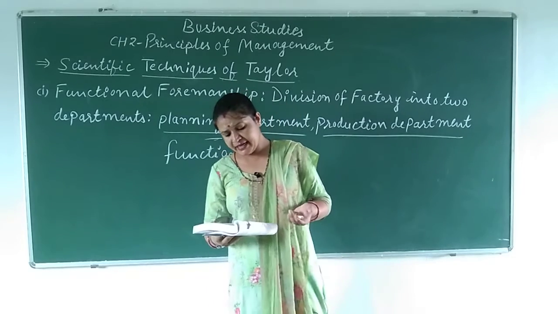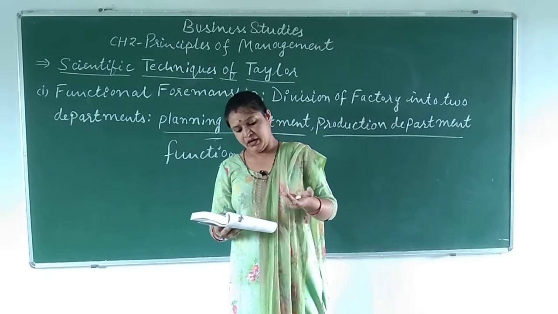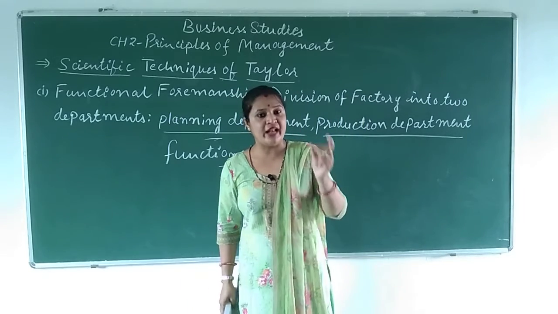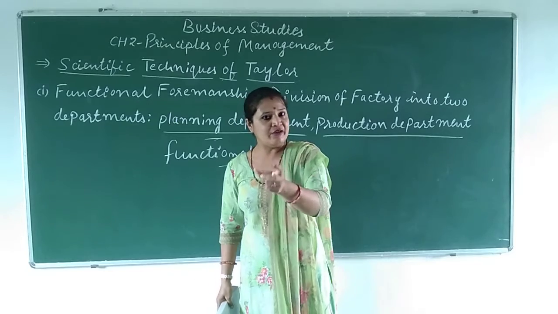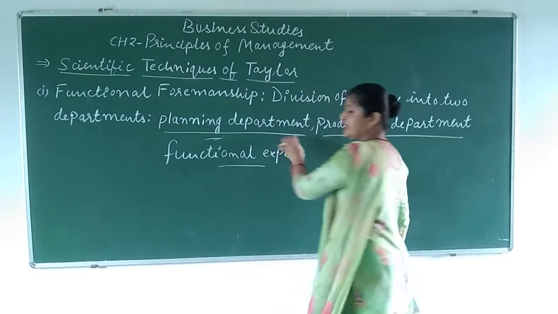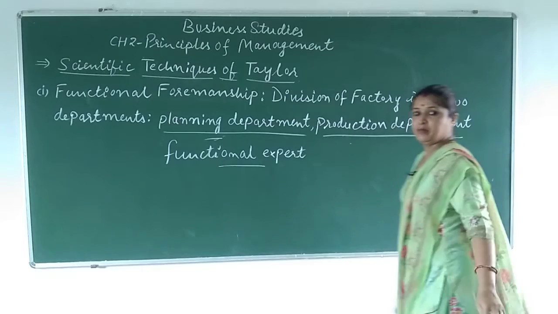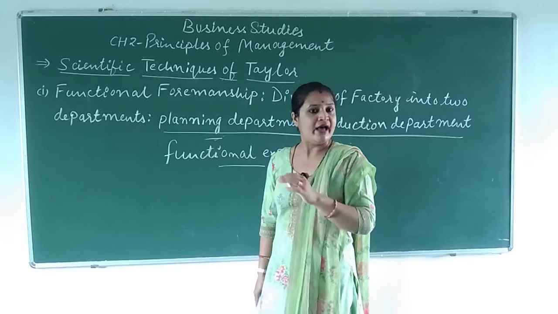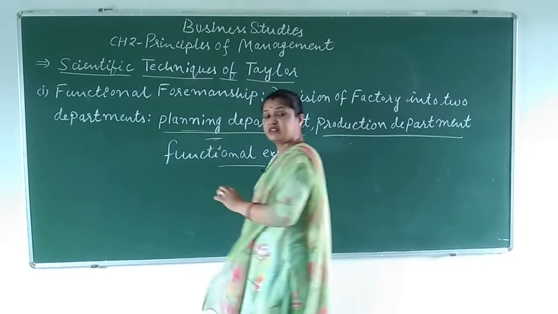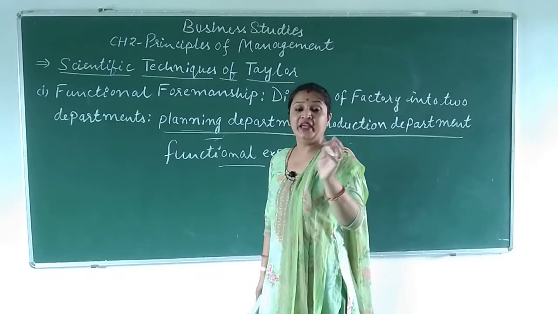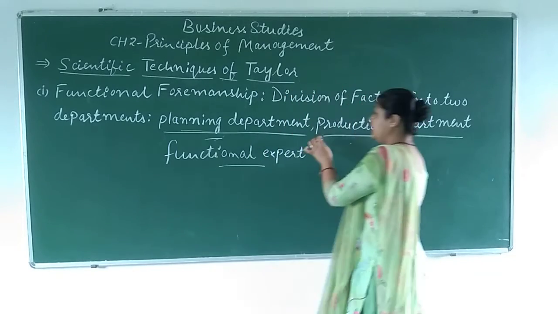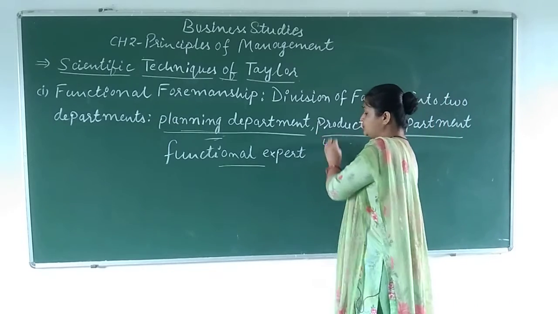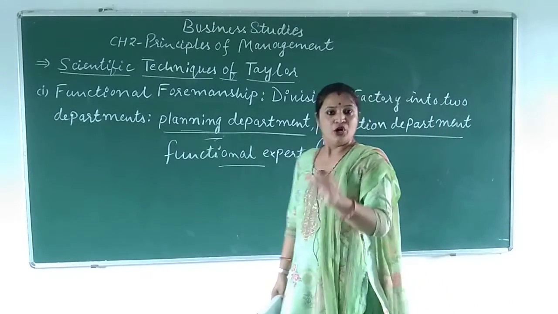Now Taylor has suggested that there should be 8 functional experts. These two departments are there, the planning department and the production department. Taylor suggests that for each department there should be 4 experts. For the planning department there should be 4 functional experts, and for the production department there should be another 4 functional experts.